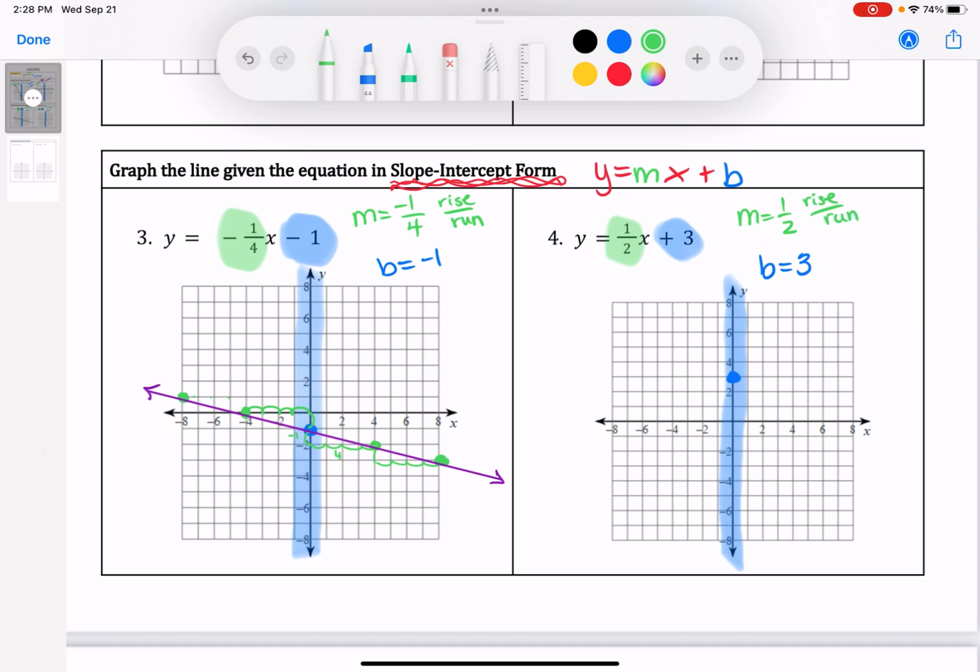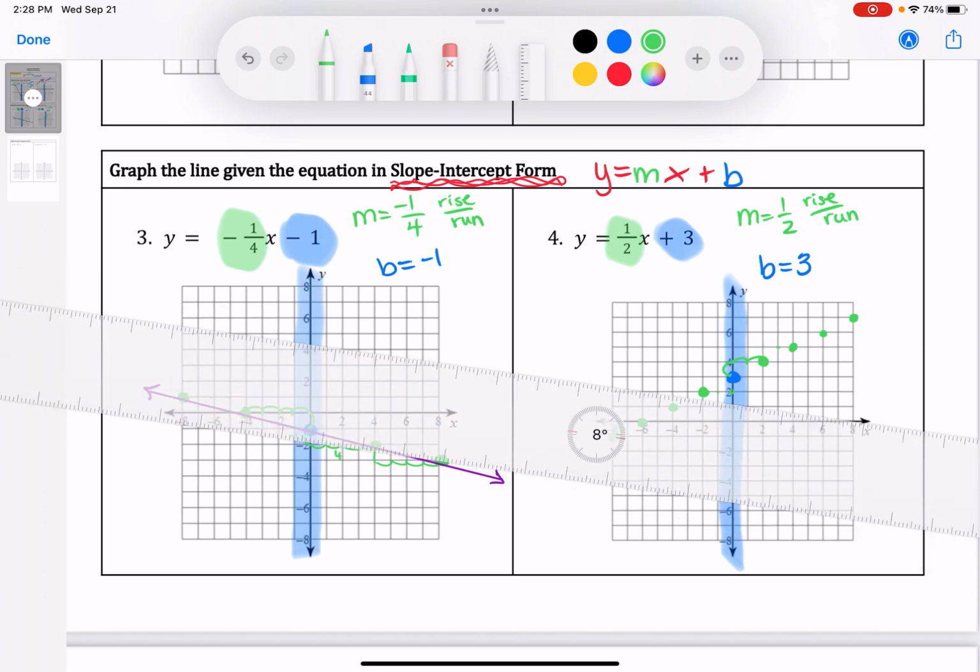So rise positive 1, run positive 2, and there's my next one. And I can do that as many times as I can. Up 1, right 2, up 1, right 2, up 1, right 2. Or I could go backwards, right? I've got a lot more graph to fill, so I could go back to my y-intercept and go down 1 and left 2, and it would continue the same pattern. Down 1 and left 2, because 2 negatives make a positive, right? So both numbers could be negative, and it would follow the same pattern.